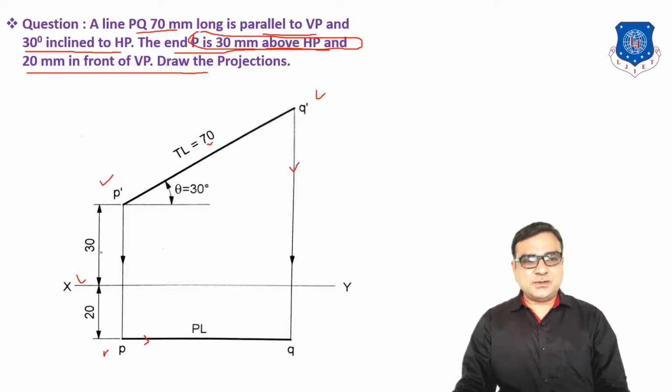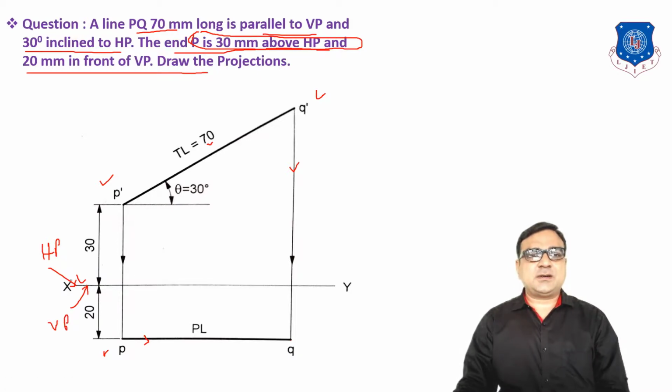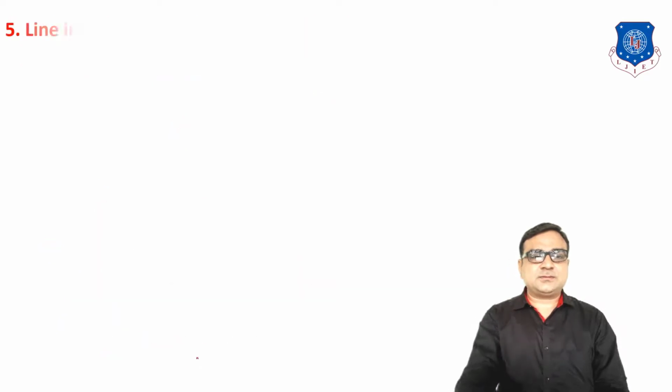When you observe the front view, our XY line represents the horizontal plane, and for the top view, this XY line represents the vertical plane. So here the front view is true length and the top view is less than true length.